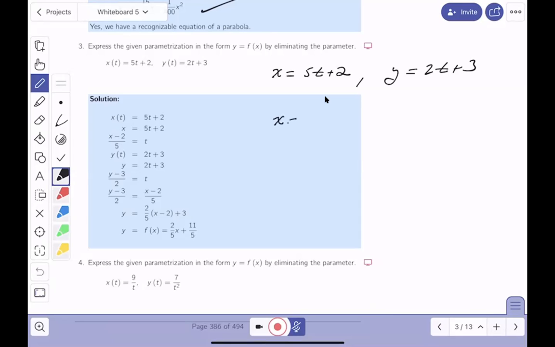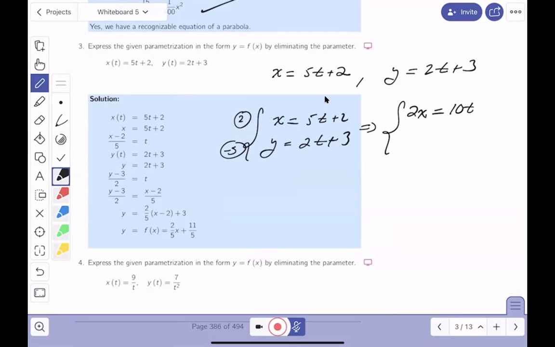So x equals 5t plus 2, and then I'm going to write y equals 2t plus 3. So I'm going to try to eliminate the parameter, which is eliminating the variable t in the problem. And the way I do that is I multiply the top equation by 2 and the bottom equation by minus 5. Let's write that down for you. And it's a little different than what's in the notes. This is 2x equals 10t plus 4, and this would be minus 5y equals minus 10t minus 15. I'm going to add these together. You get 2x minus 5y is equal to minus 11.